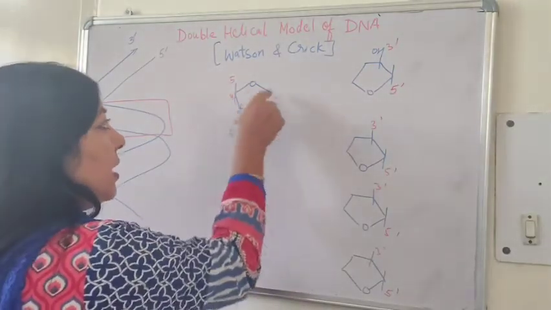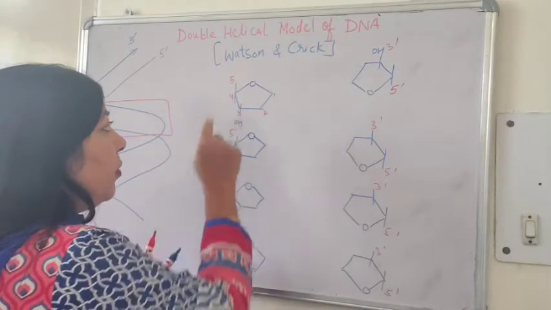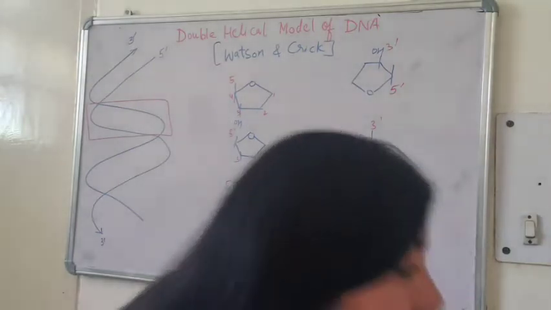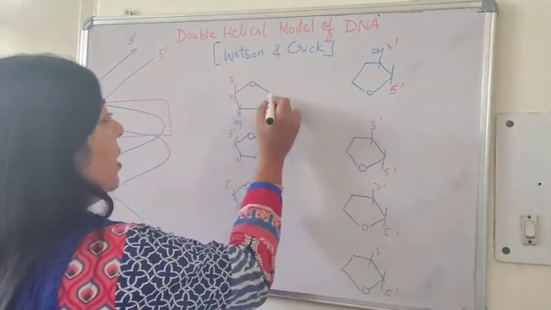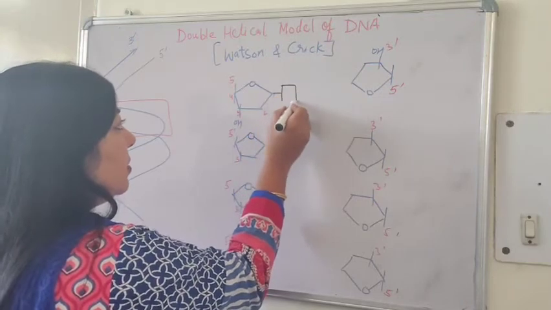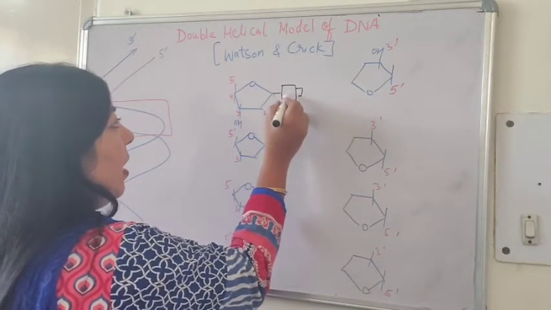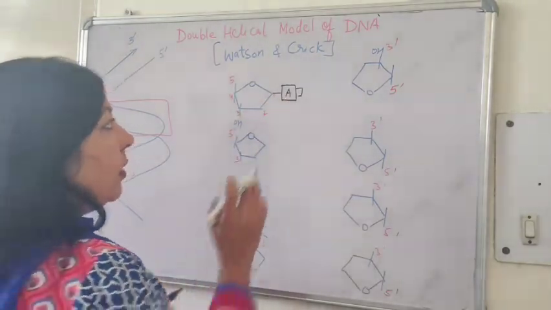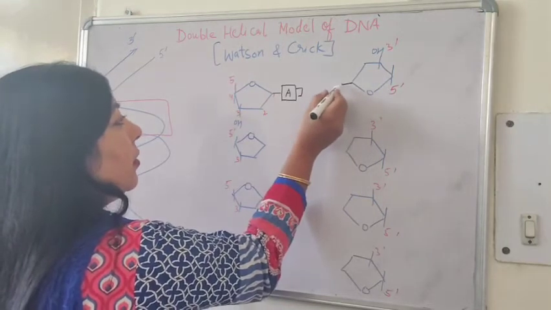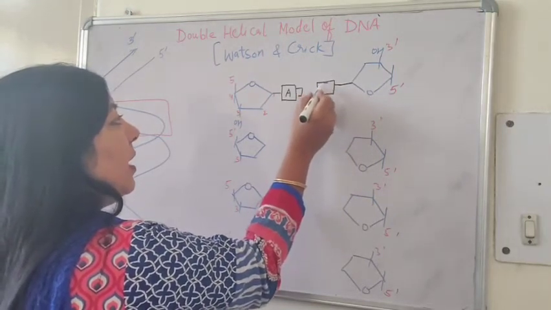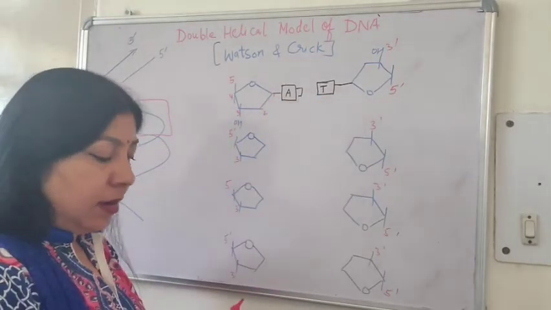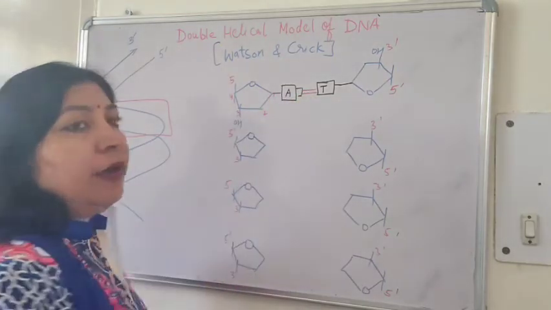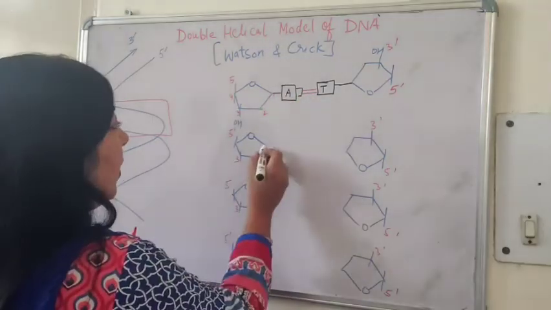Now, this is one pentose sugar, one deoxyribose, to which suppose there is any nitrogen base attached. Suppose here the nitrogen base attached is adenine. Why I have shown this? It is a two-ring structure. So on this side, the nitrogen base attached will always be thymine, and they will be held together by two hydrogen bonds.